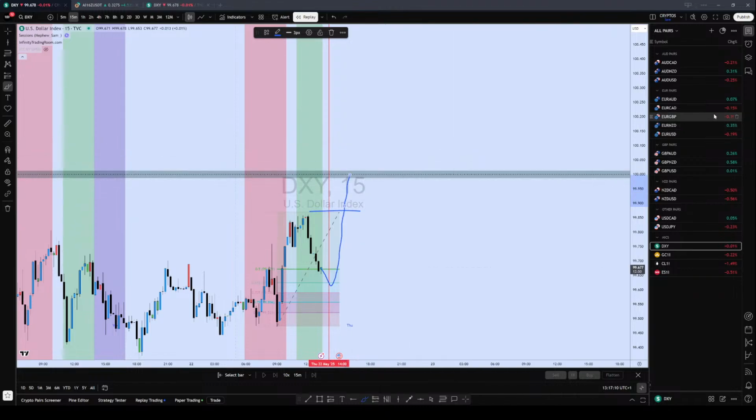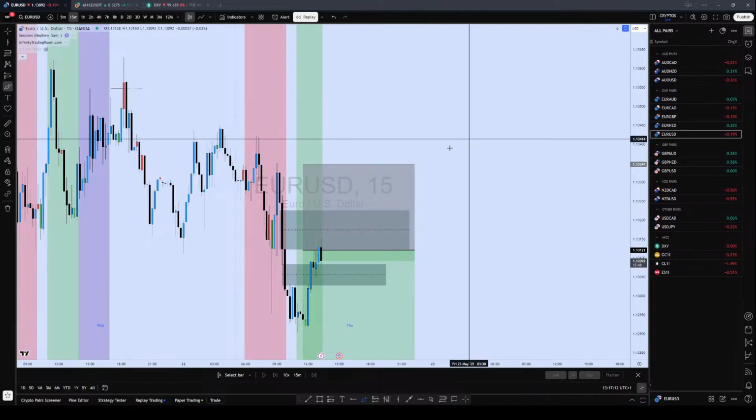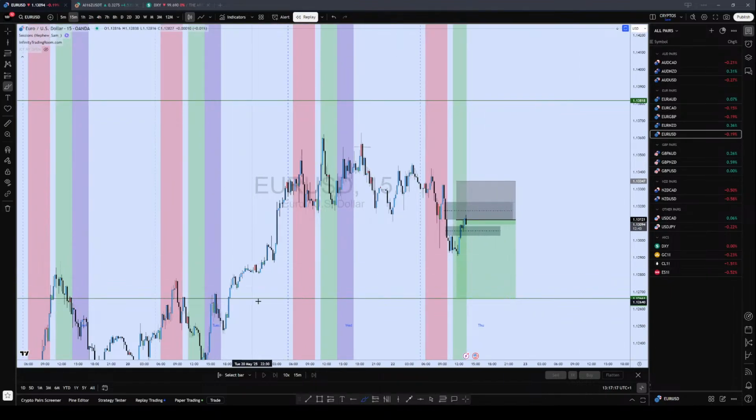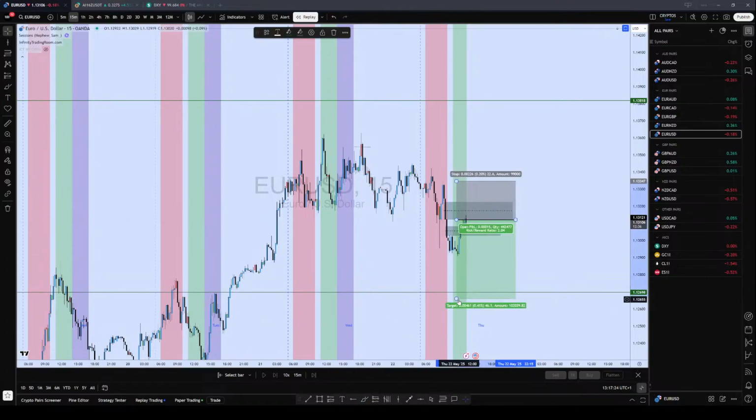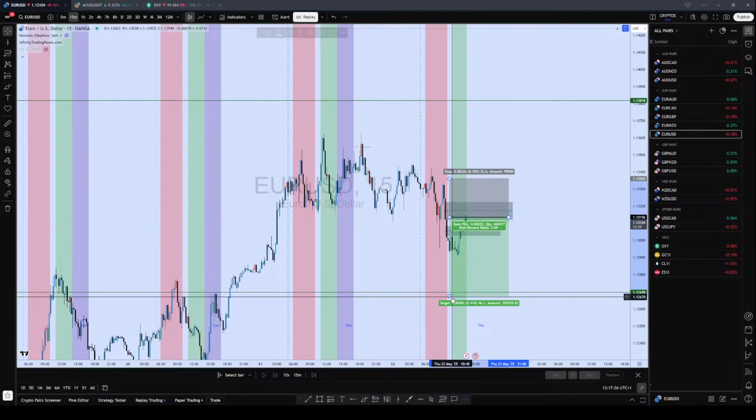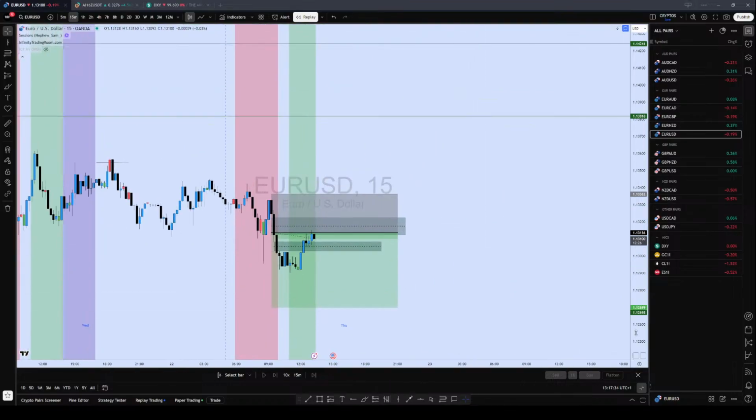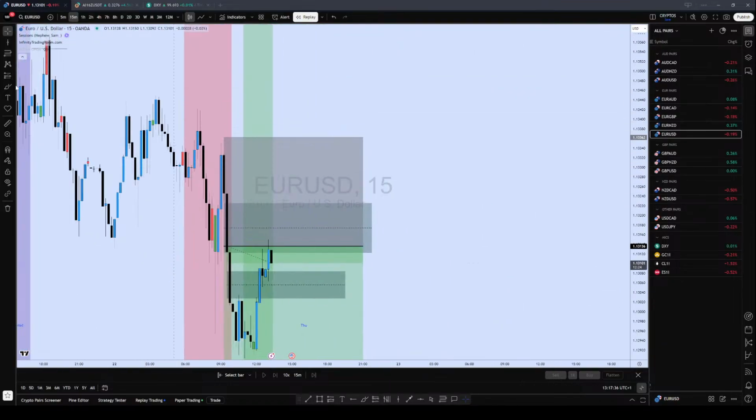And the opposite of it is euro going down. So this is what I have for euro. I'm expecting euro to also trade down to this New York session high right here. And the entry is this fair value gap. I've already highlighted it. Okay, that's the entry.